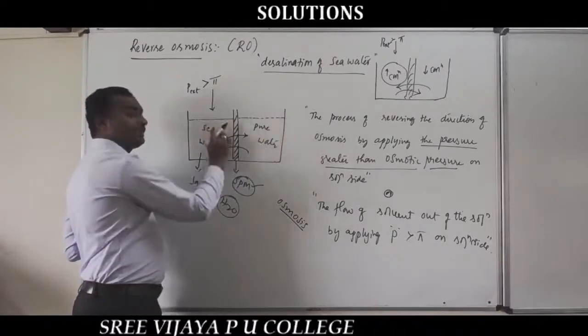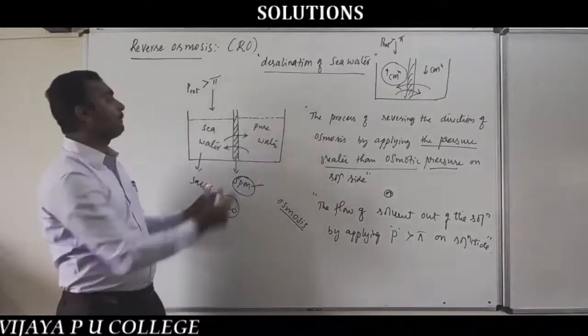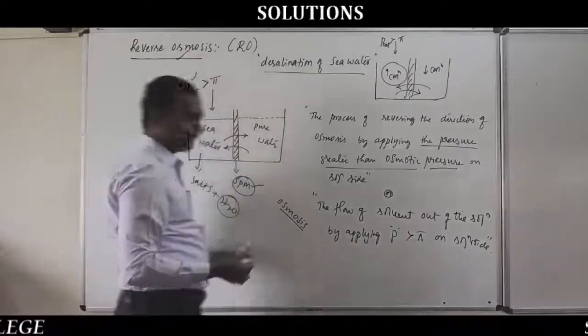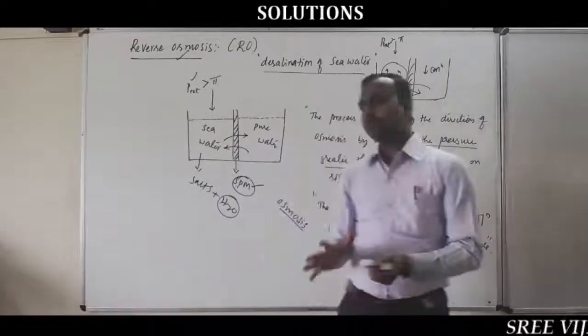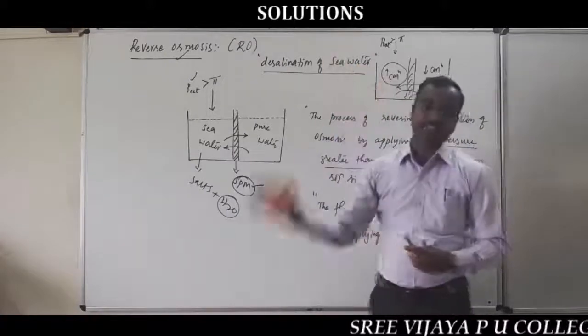The pure water moves to this side by applying a pressure greater than osmotic pressure. That process is again called reverse osmosis. That is a simple application of reverse osmosis, that is, desalination of sea water.